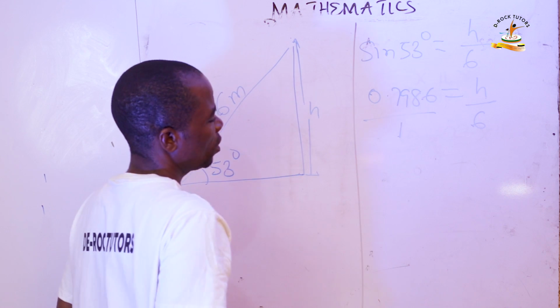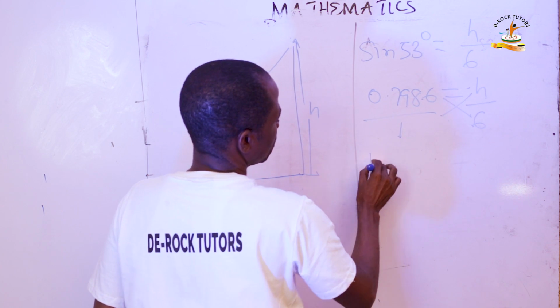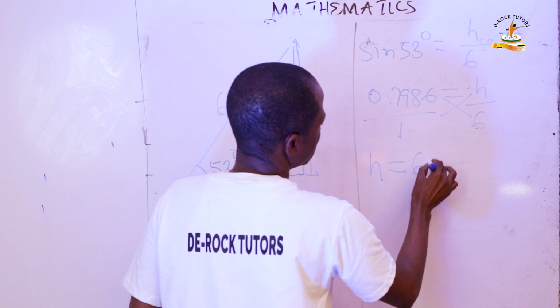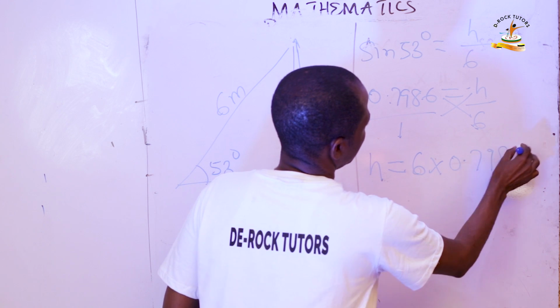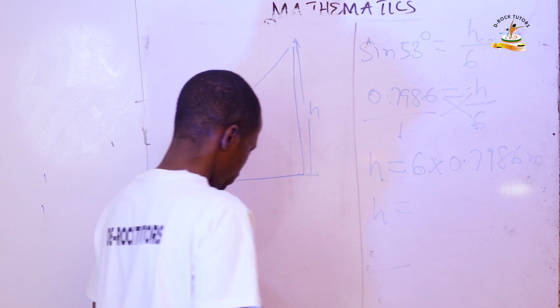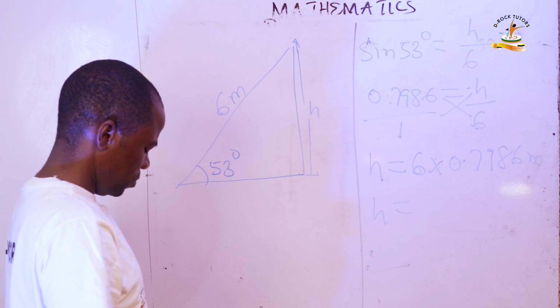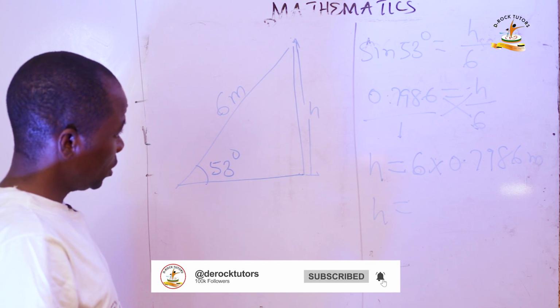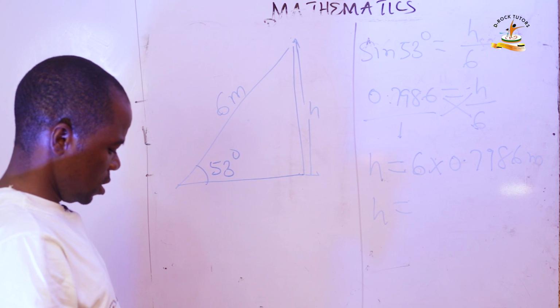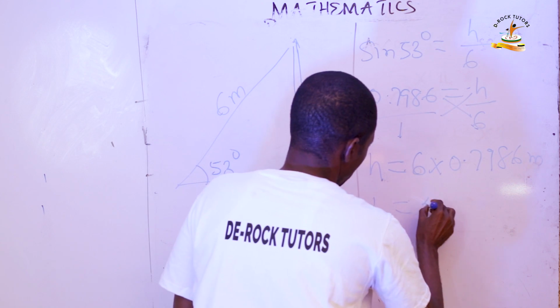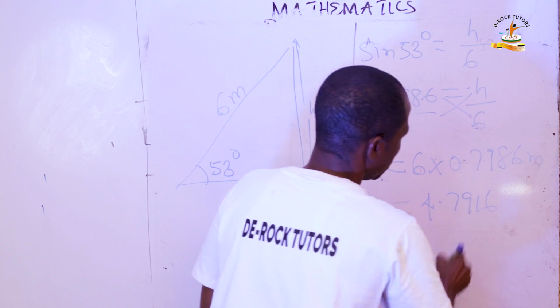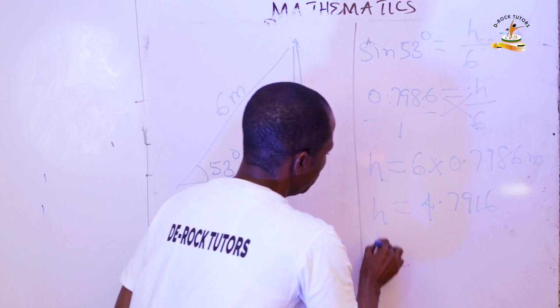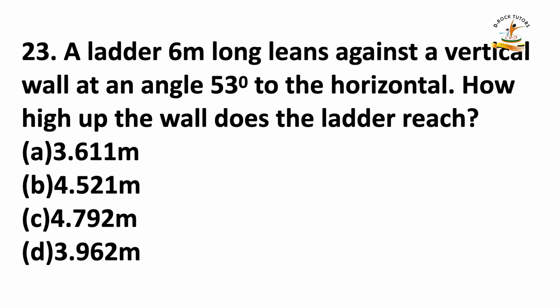We can say this over 1, and if you cross multiply, 1 times h gives us h is equal to 6 times 0.7986, all in meters. If you multiply by 6, that gives us 4.7916. And if you look at the options, the correct answer would be h is equal to 4.792, approximated to 2 decimal places, meters. That is option C. So the correct option is C.